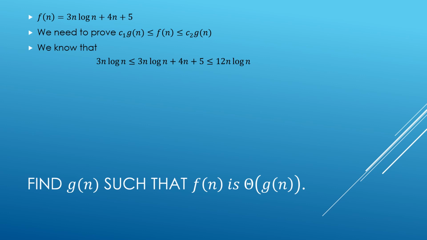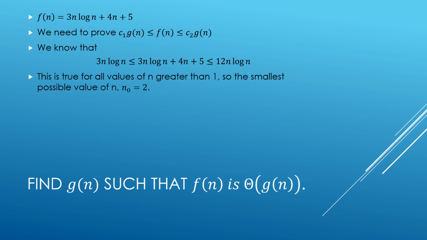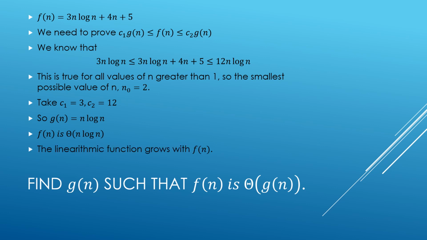Then 3n log n plus 4n plus 5 is less than or equal to 12n log n. How did I do that? I replaced 4n with 4n log n and 5 with 5n log n. This is true for all values of n greater than 1. Why? Because log n is not defined for 0. So the smallest possible value of n is 1. c1 is 3 and c2 is 12. So g(n) is n log n. f(n) is theta of n log n. The linearithmic function grows with f(n).